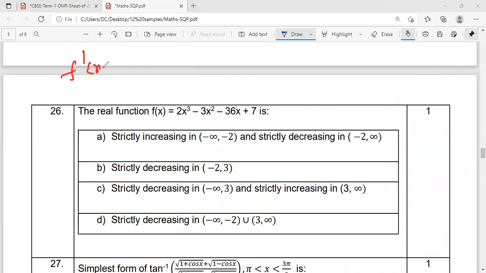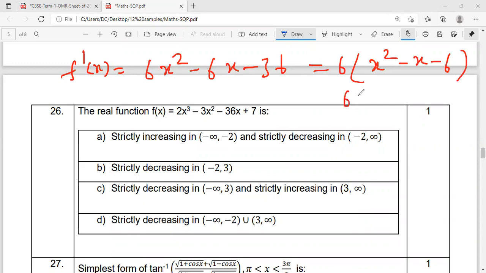So f dash x would be 6x squared minus 6x minus 36, right? So we would factorize it, taking 6 common. It becomes x squared minus x minus 6. Then this can be factorized into x minus 3 times x plus 2. Yes, we have learned factorization long back, since class 7. So here we get the factors.